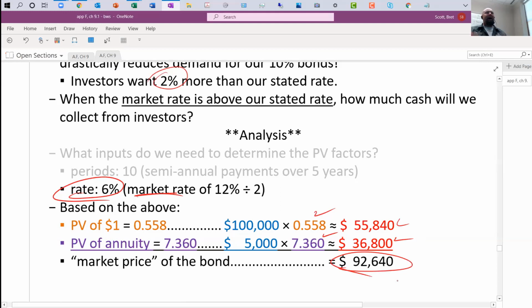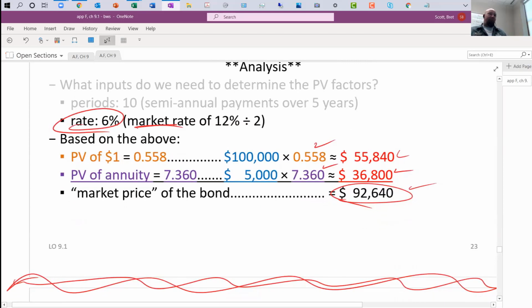What's the market price? I will get cash of not 100,000, but more like $92,000, $93,000. And the reason why is because the market wants a higher rate than 10%. So in order for me to sell these bonds, I have to accept an amount less. I have to discount the price. Now, granted, they're going to get back $100,000 at the end of 5 years. So they're giving me $92,000. I give that back to them plus an extra $7,400. That's an implied interest.